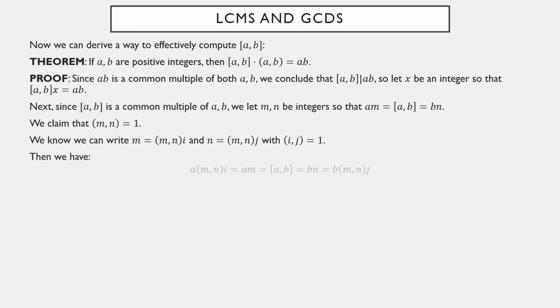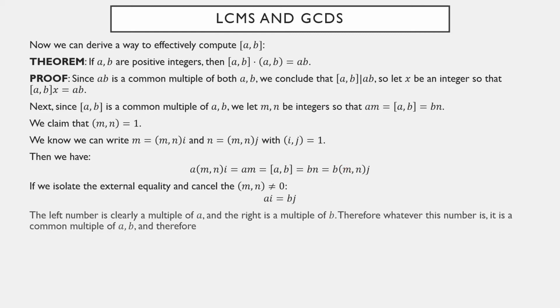Therefore, we can string a bunch of stuff together and get the following. Here we have A times the GCD of m and n times i. But this product here was exactly m up here. So this is A times m. But A times m is exactly the LCM right there. But the LCM was also B n, here we are, and n was equal to this GCD times j. So overall, A times the GCD times i equals B times the GCD of m and n times j. So we take this equality and cancel out the factor of the GCD of m and n to get A times i equals B times j.